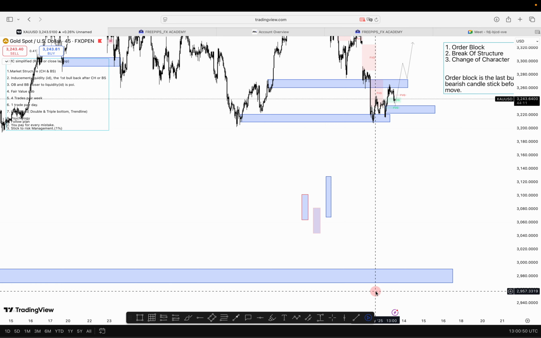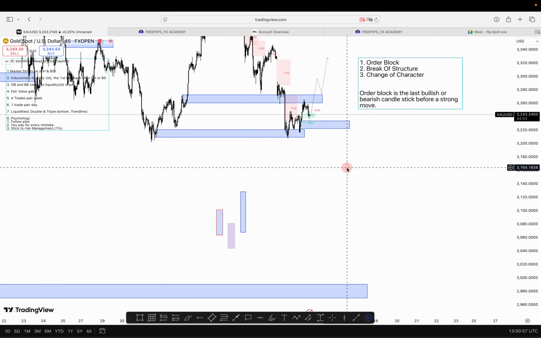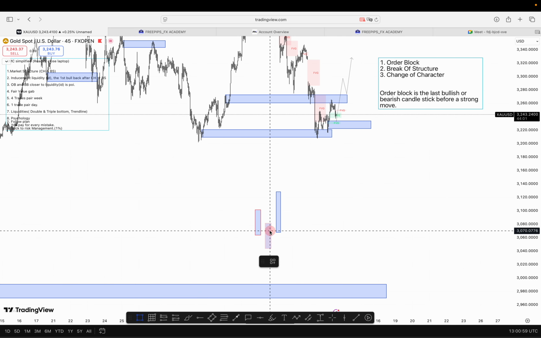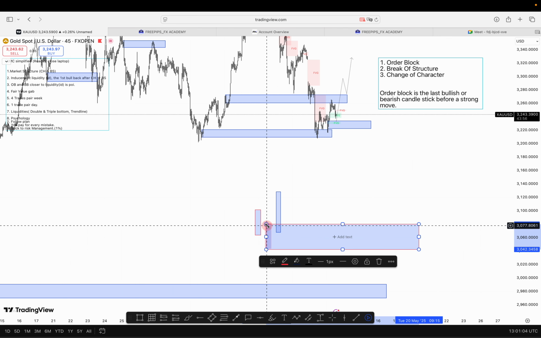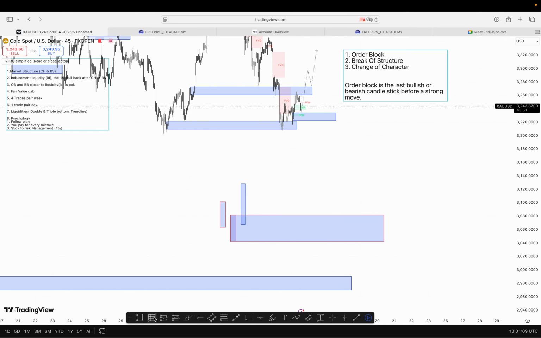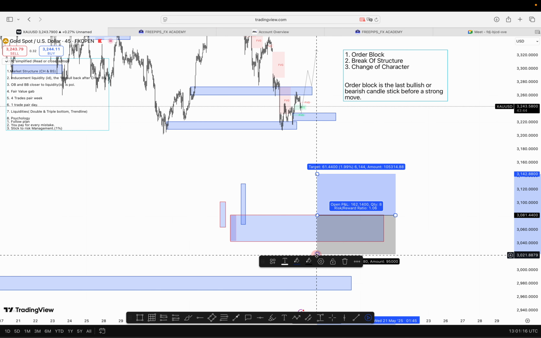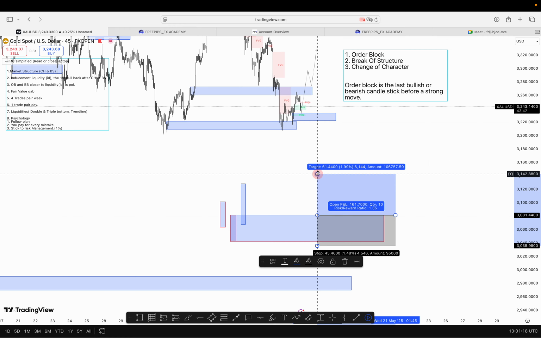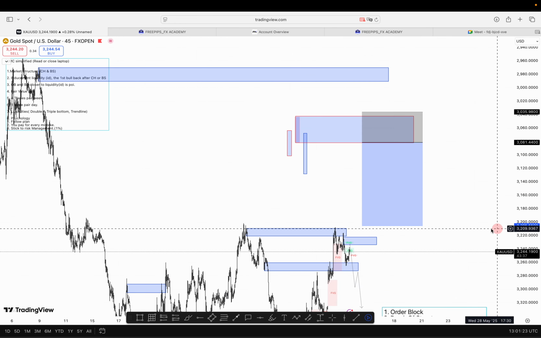So which one will be our order block? We said it is the last bullish or bearish candlestick before a strong move. So this one, that one, you mark it like this as your point of interest. And after that, you wait for price to come and tap it, then you take your position for a buy. Vice versa for sells.